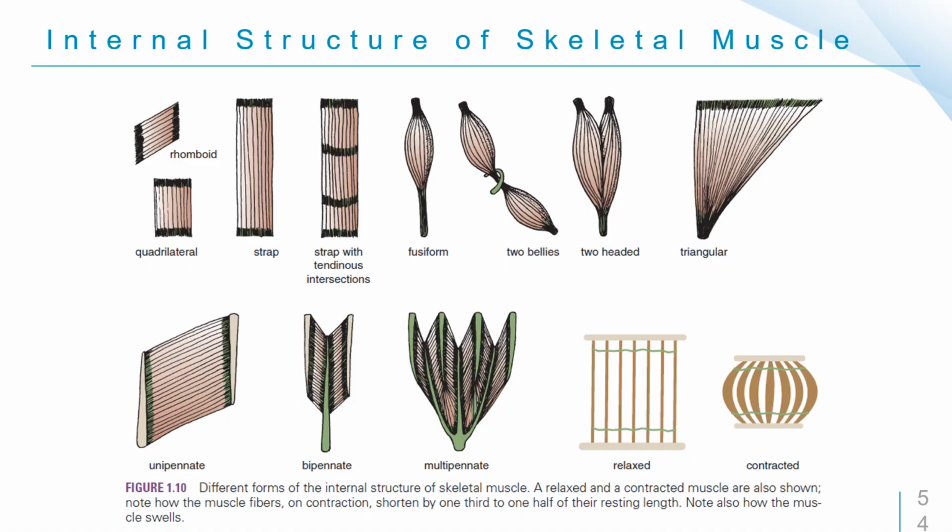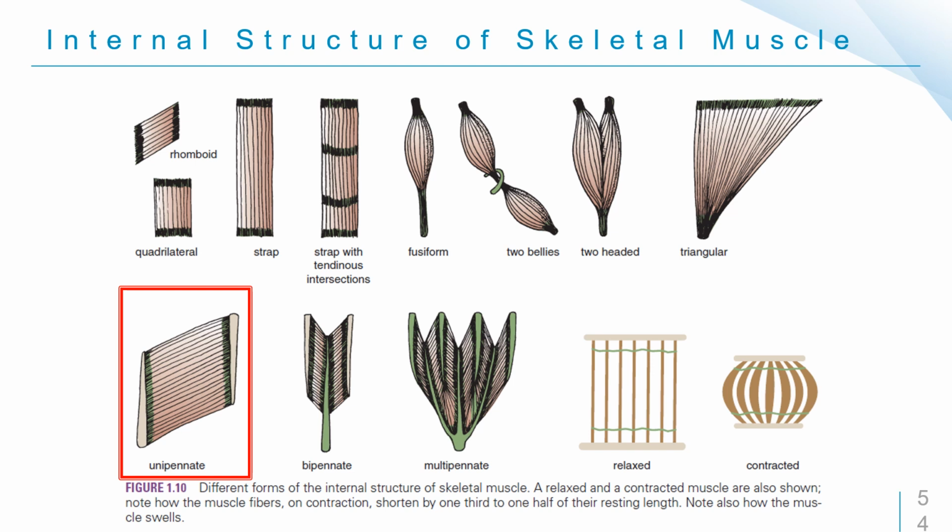Muscles whose fibers run obliquely to the line of pull are referred to as pennate muscles because they resemble a feather. There are three types of pennate muscles. A unipennate muscle is one in which a tendon lies along one side of the muscle and the muscle fibers pass obliquely to it. An example would be your extensor digitorum longus.